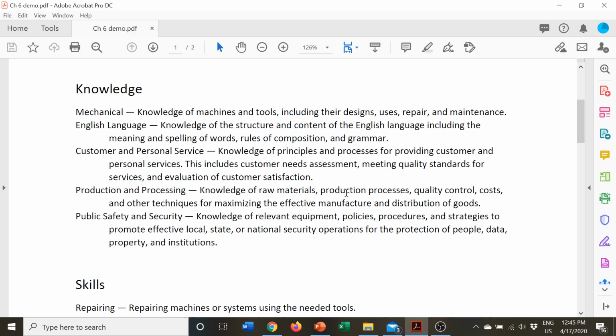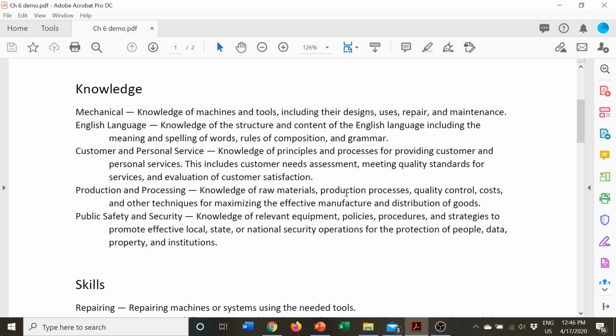What about English language? Knowledge of the structure and content of the English language, including the meaning and spelling of words, rules of composition, and grammar. It's possible we wouldn't even have to ask a specific question about that. Maybe we could ask them to write a little statement about their career goals and their passion for this field. And in that, we could analyze whether they use English correctly and things like that.